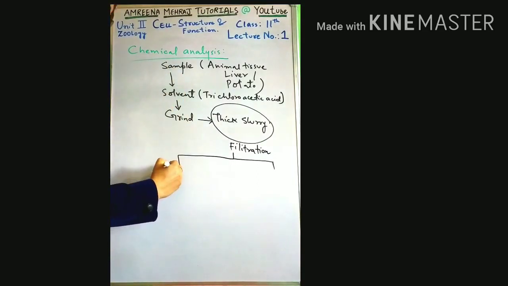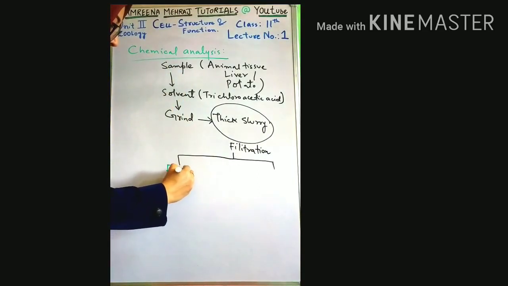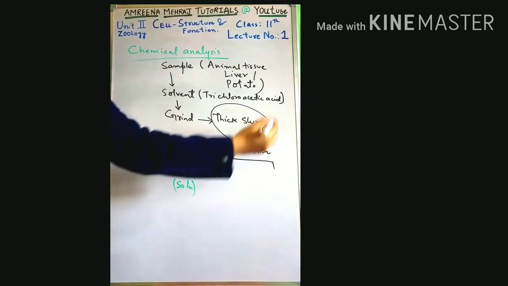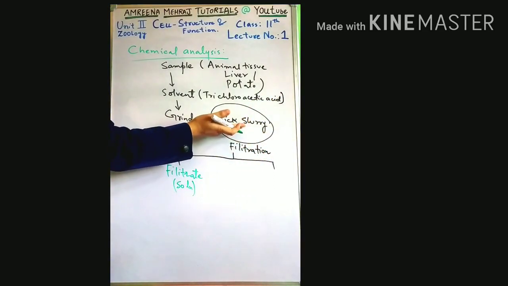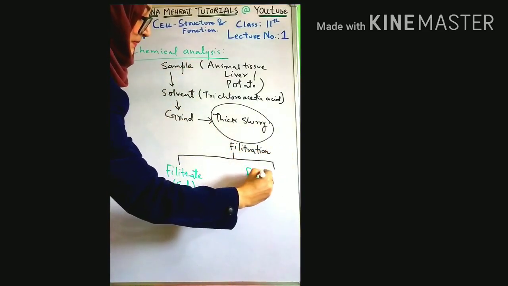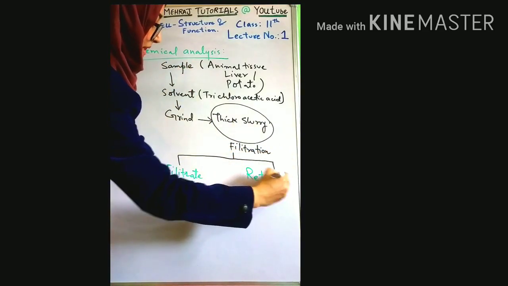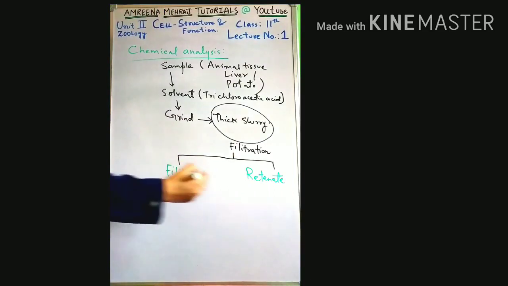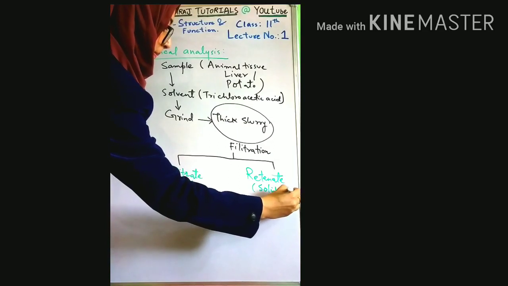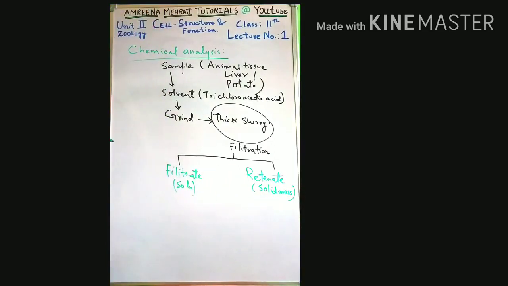Number one, you will get filtrate. It will be the solution which will come down, and some of the part of the slurry which will remain on the cheesecloth. That part is called, what is that called? It's called retentate. So it will be the solid mass that will remain on the cheesecloth. Now, can you get this idea what filtrate is?